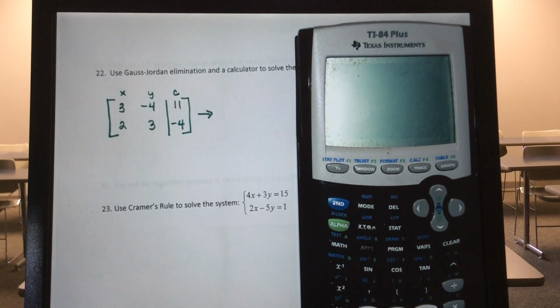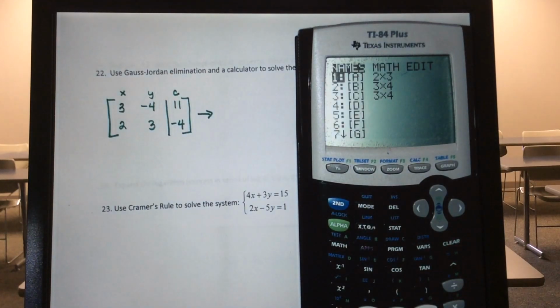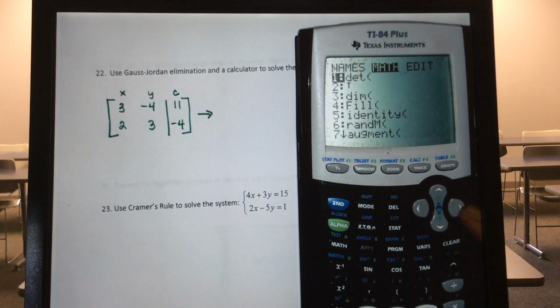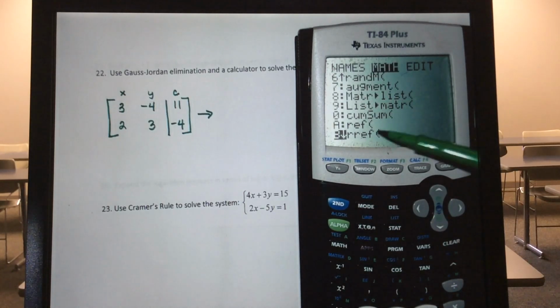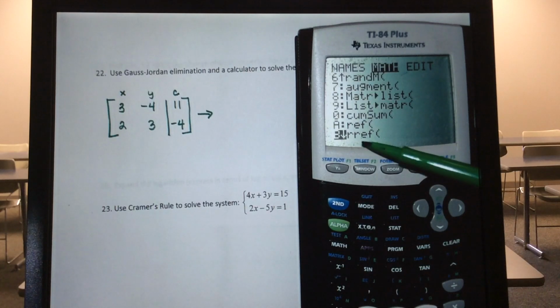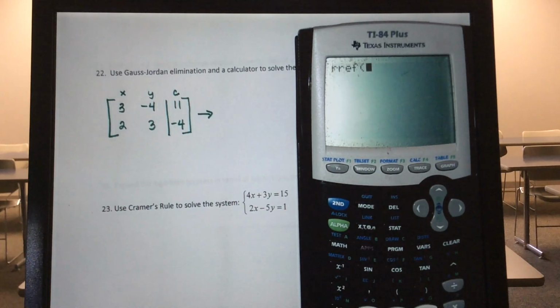Now the next step is to press second and x to the negative 1. I'm going to go over to the math menu by using my right arrow key, and then I'm going to use my down arrow key to find this menu item that says RREF. That is Reduced Row Echelon Form, RREF. I'm going to select that by pressing enter.